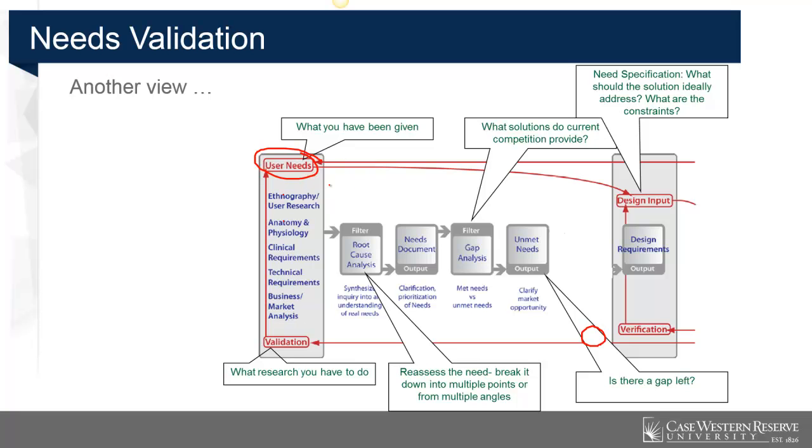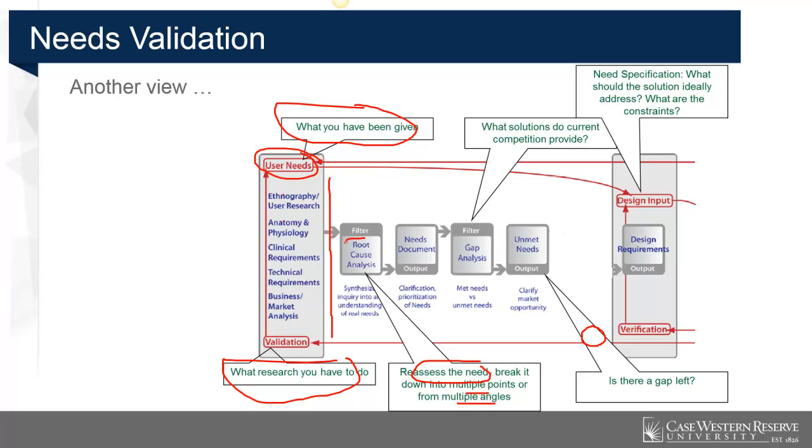So what we've produced is these topics in mind, and then we start with what we've been given. This represents the research that we have to do, and even though we've come up with a preliminary need statement, we want to reassess the need. We want to break it down into multiple points and see things from multiple angles.